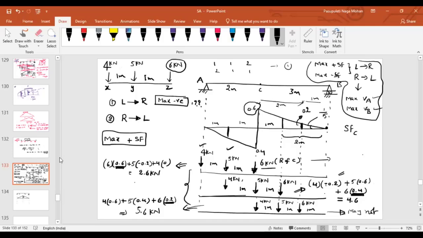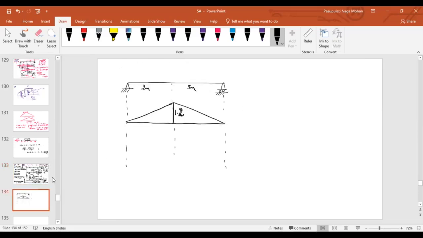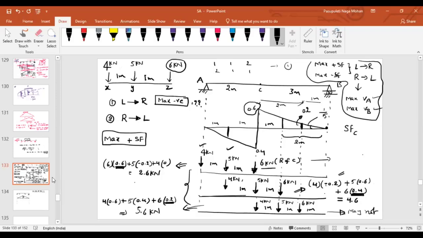Clear? Yes, sir. Okay, now let's talk about the maximum bending moment. Maximum bending moment at point C.